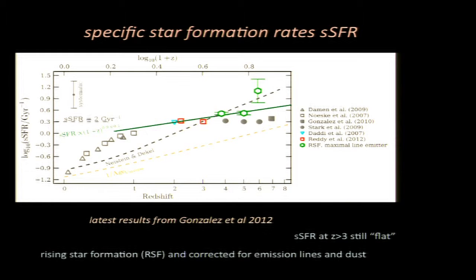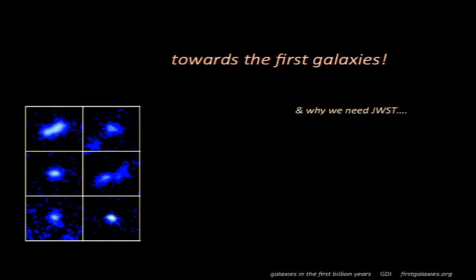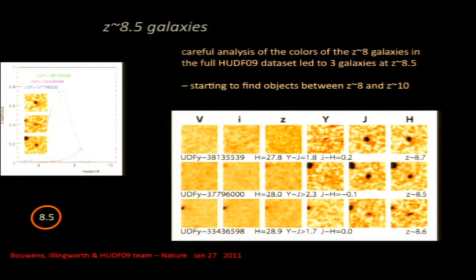Now we're looking at the effect of different star formation histories and correcting for emission lines. And the overall change greater than redshift 3 is still fairly flat. There's a slight trend, but certainly less than the typical models would suggest. So this is evolving, as it were, but not changing greatly.